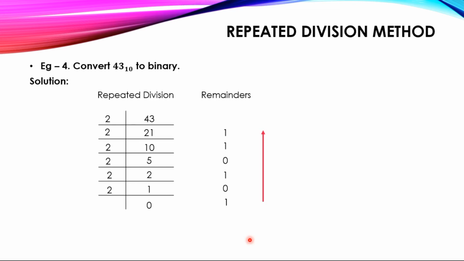You have to write from bottom to top. That is, this will be the writing order from most significant bit to least significant bit. So the answer is 43 to the base 10 equals 101011 to the base 2. Okay, you can tally the answer with the previous method. The answer for both methods will be the same.